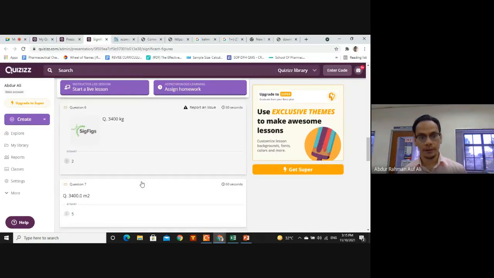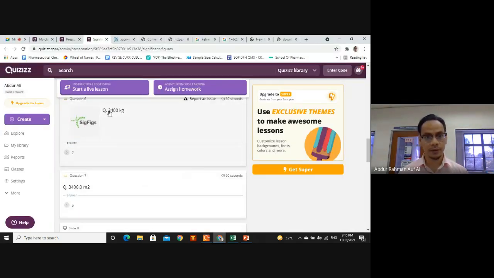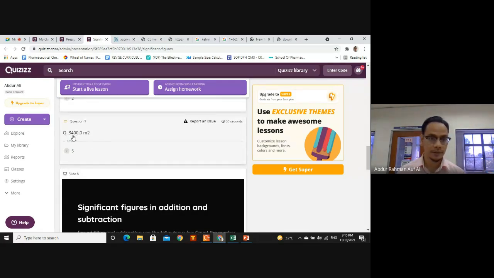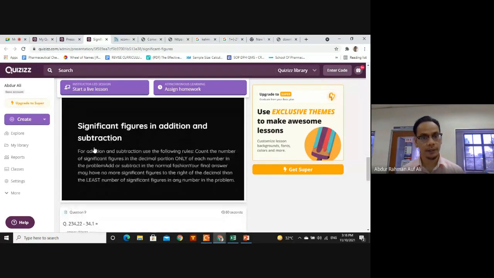Another one, this is another example. Kalau 3,400 kilo, 3 dan 4 sahaja signifikan. Yang belakang ni tidak signifikan because tidak ada titik perpuluhan. So 3 dan 4 sahaja signifikan. Kalau in this case 3,400.0 meter square, kesemuanya signifikan. 3 ni signifikan, 4 pun, kosong yang di belakang pun signifikan. Okay. And then ada additional rule.